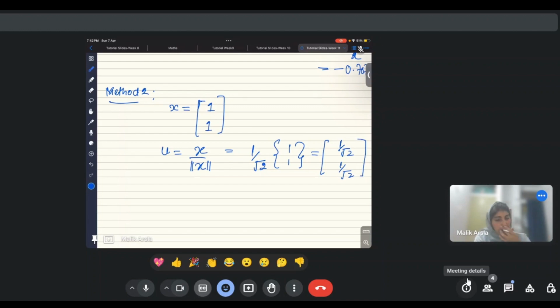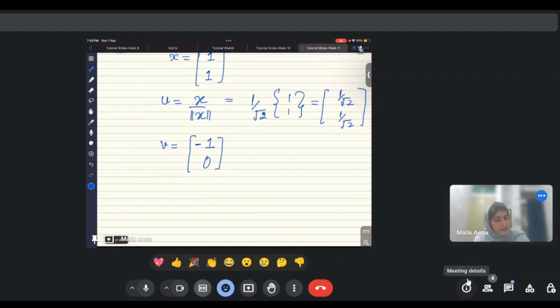Okay. Now from U, we know what V is: sign of the first entry, and the rest are 0. So minus sign of the first entry. The sign of the first entry is plus, so it's plus 1, and we will write it as minus 1, because we have to take a minus. And others are 0. So our V matrix is this. Now what is W? W is U minus V upon norm of U minus V.